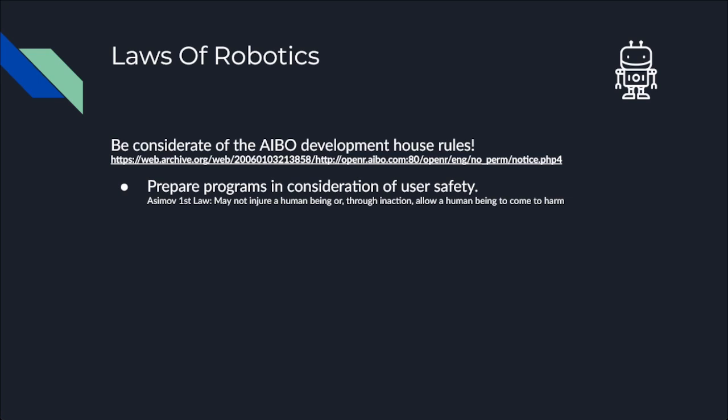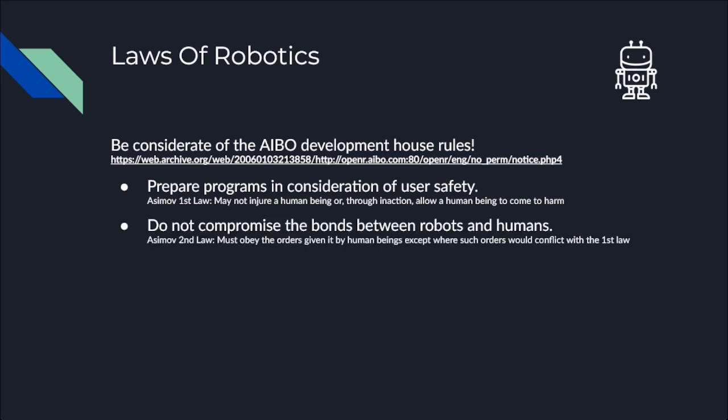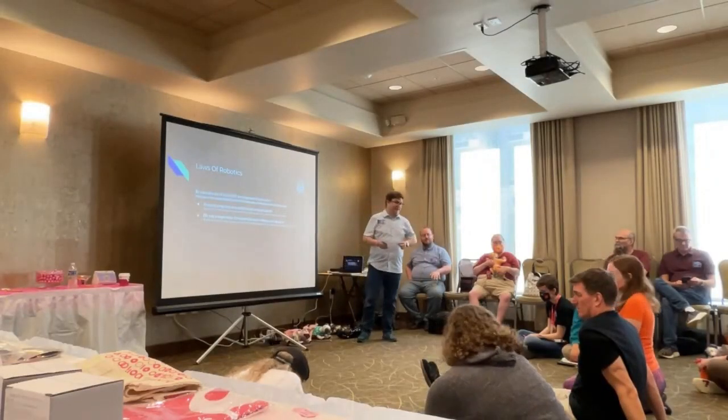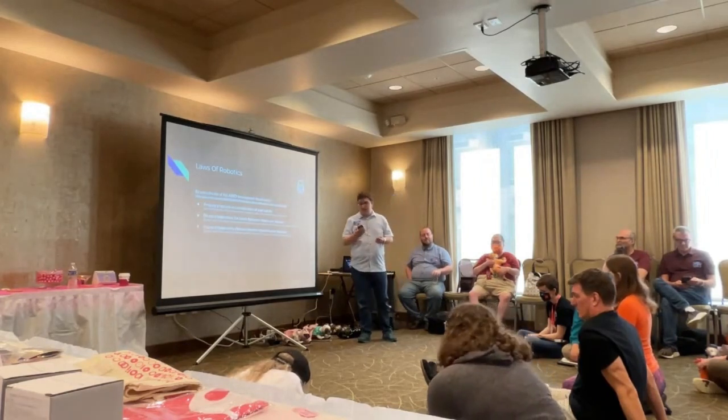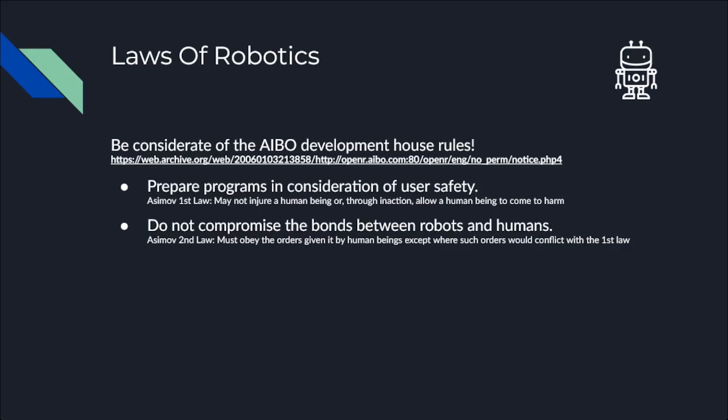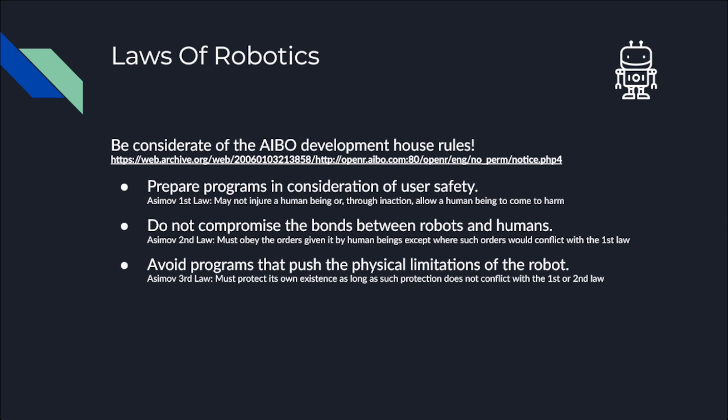Don't compromise the bonds between robots and humans. That would be the second law of robotics, making sure the robot obeys all human commands unless it contradicts the first. And also, make sure you don't stress the robot in any way when developing. Don't stress their motors, don't stress their hardware. That would be the third one: the robot must protect its own existence, except if it contradicts 1 and 2. And lastly, make sure the rights of others are respected. That's obvious, it's common sense.